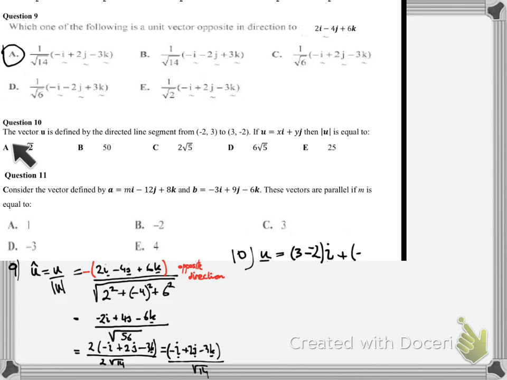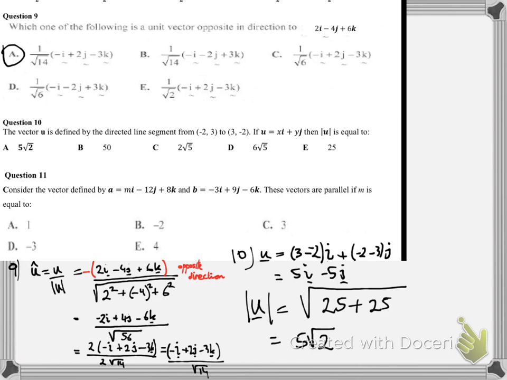Alright, 10. So we have the vector u defined by the directed line segment from negative 2, 3 to 3, negative 2. Now if u equals xi plus yj, then the modulus of u is equal to. Alright, so first off, we've got to work out what the vector is from those points. So we take the difference between the x coordinates for the i part plus the difference between the y coordinates for the j part. That gives you 5i minus 5j. Now let's take the modulus of that. Root 25 plus 25. Well, there it is, 5 root 2. Option A.